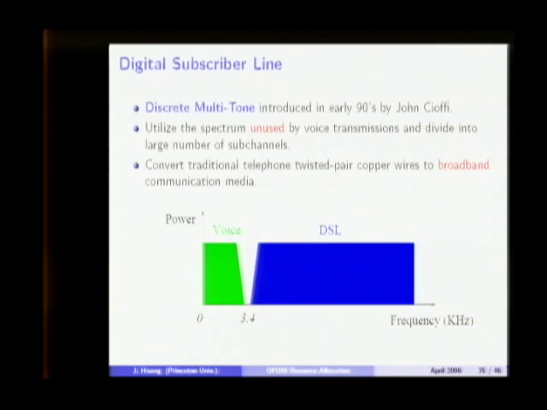Basically, this is the frequency band offered by the copper line, the telephone line. The original voice transmission only uses a very low frequency band, smaller than 3.4 kilohertz. And DSL will utilize the rest of the frequency band up to 30 megahertz, a huge chunk of frequency, and divide it into several parallel channels and transmit data on them, so as to fully utilize the capacity of this copper line.